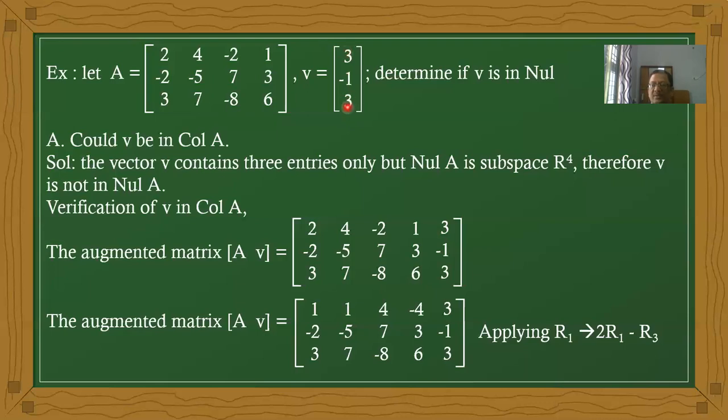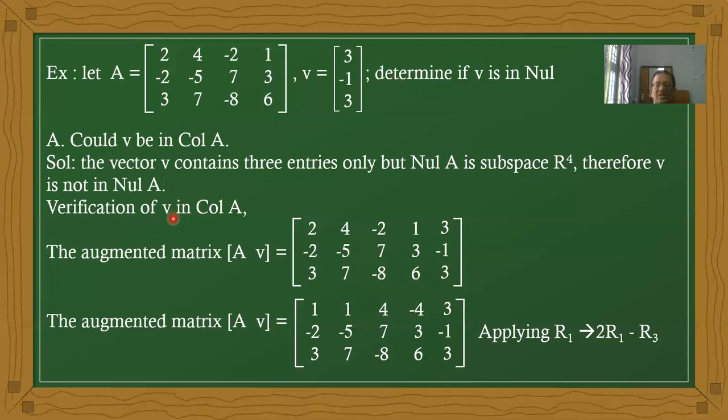Okay. And generally, null A is a subspace of R4 now. Number of columns are 4. Therefore, null A is a subspace of R4 now. And here R4 contains 4 entries. But V contains only 3 entries. Therefore, V is not in null A. V does not belong to null A.